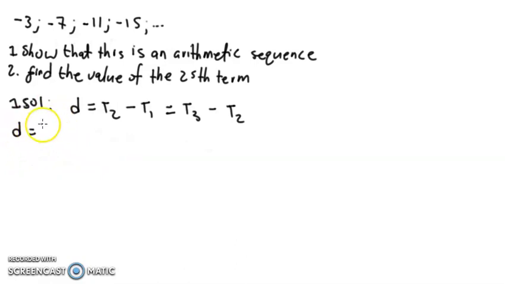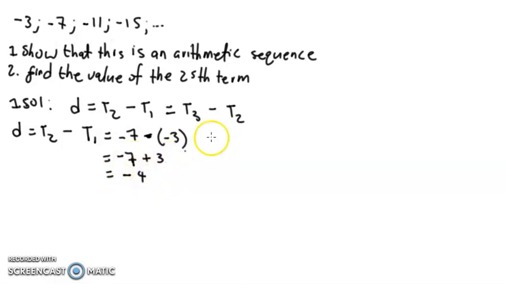So d is equal to t2 minus t1. Term 2 is negative 7 minus term 1. The term 1 is negative 3. It's very important to make sure that you put your negative 3 inside the brackets to show that you are subtracting the term negative 3 here. A negative and a negative, when multiplied, will give a positive 3. As a result, we're going to have negative 7 plus 3, and that's negative 4.